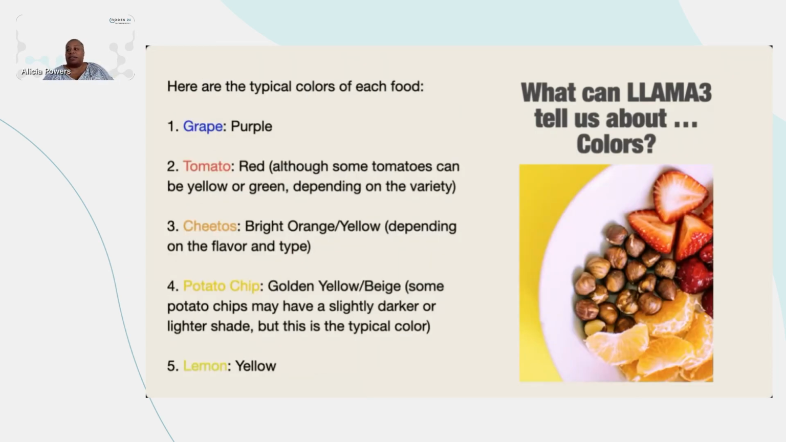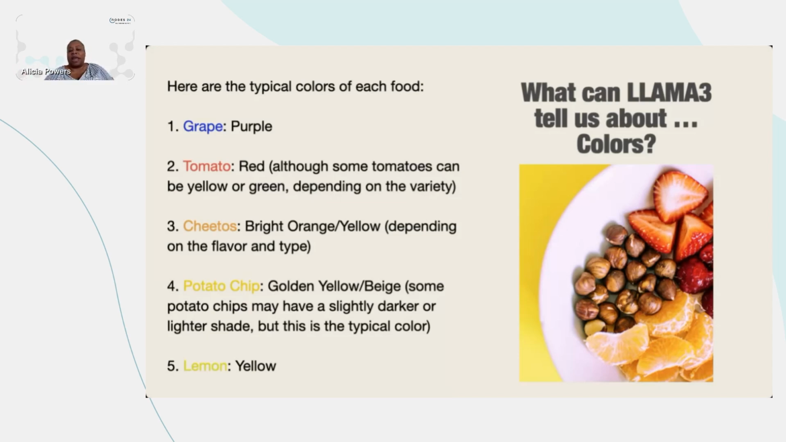Color is another thing that's important with food. So I asked, what are the colors of these particular foods? And it did a great job. Everything was accurate. The grapes come in different colors. It just gave me purple at first, but then when I went back and said, well, are there other colors of grapes? Then it gave me a whole diatribe about grape color and wine grapes and all kinds of things.